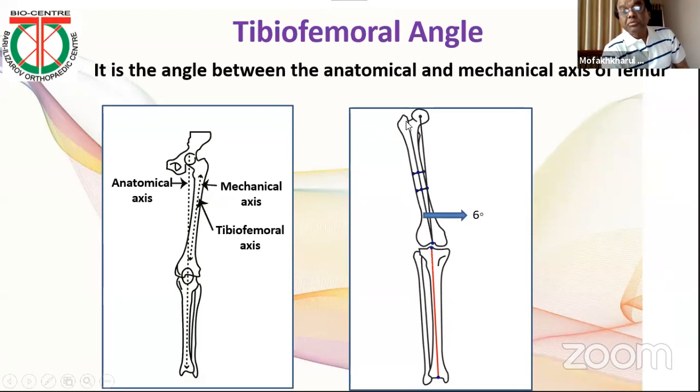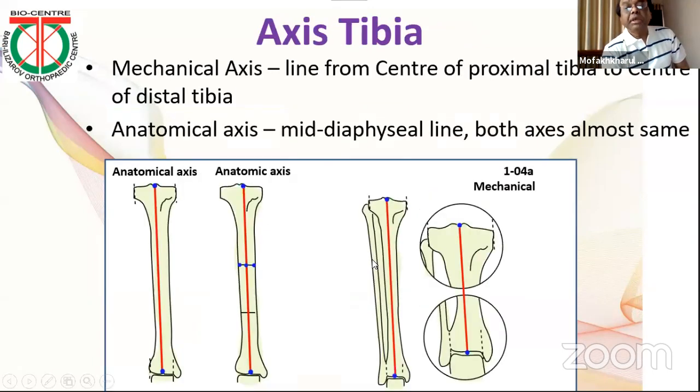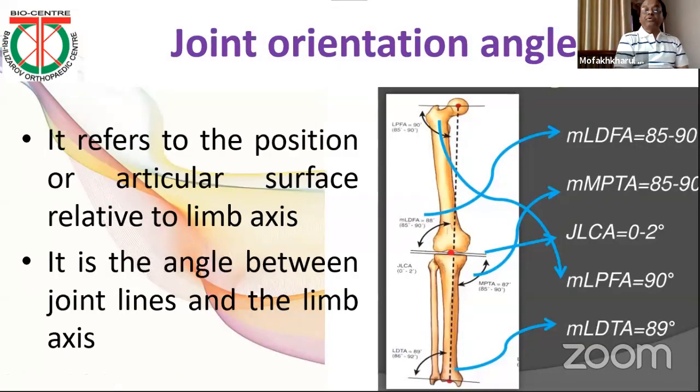See, anatomical, mechanical axis, this is 6 degrees, or sometimes you can say it's 7 degrees. The mechanical axis and anatomical axis of the tibia are almost the same. And now joint orientation angles. My dear friends, engineer colleagues, you should keep it in your mind.